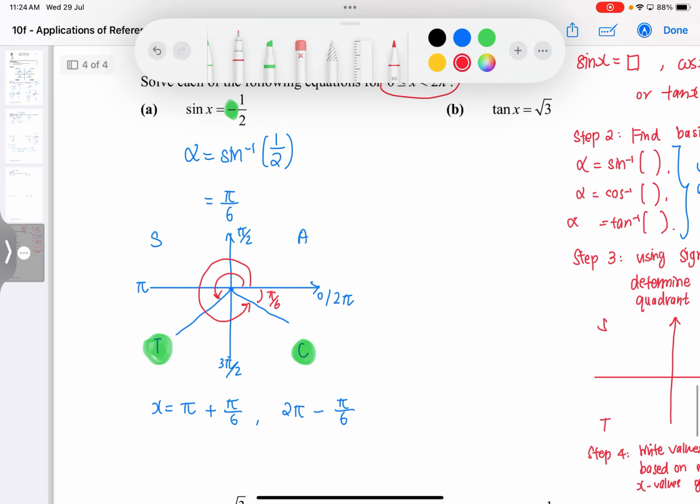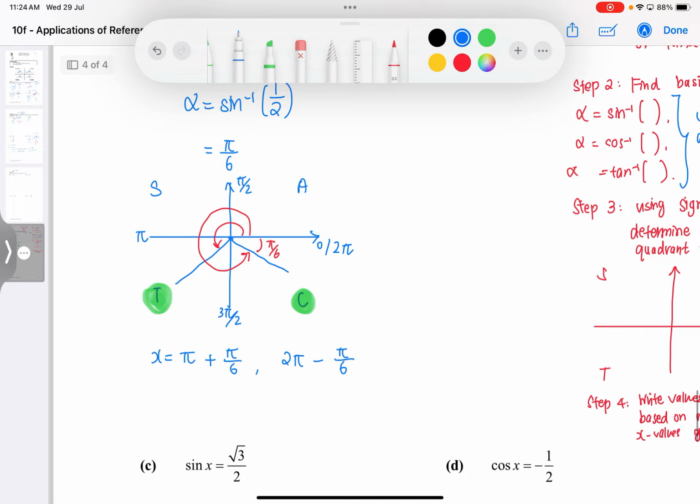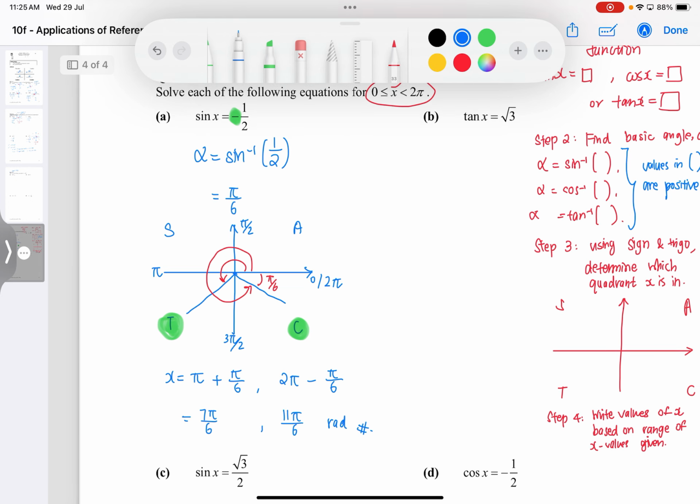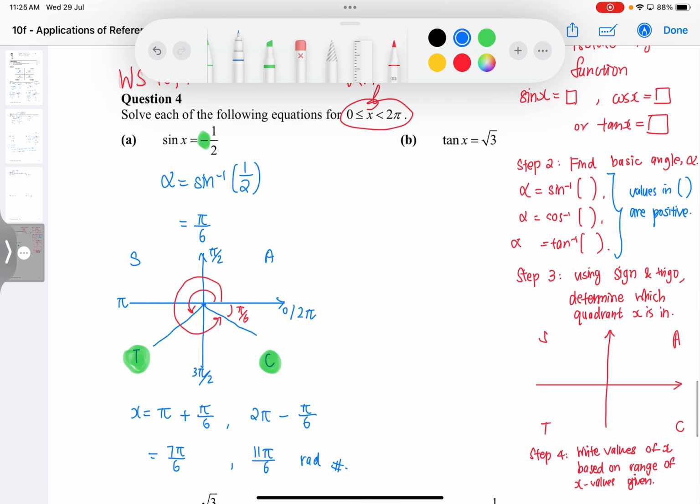Then you can write down your final answer in exact form: 7 pi over 6 as well as 11 pi over 6. In A math, you can leave your answer in terms of pi. It's okay. Questions?